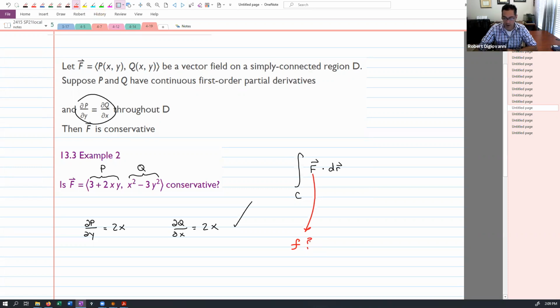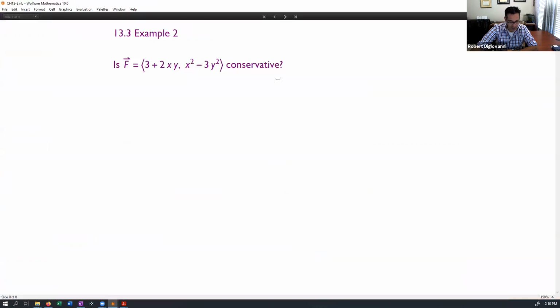Okay, I don't want to get too far ahead of ourselves here. Right now, all that's important is if you are given a vector function, can you determine whether or not it's conservative or not? Simple check to do it.